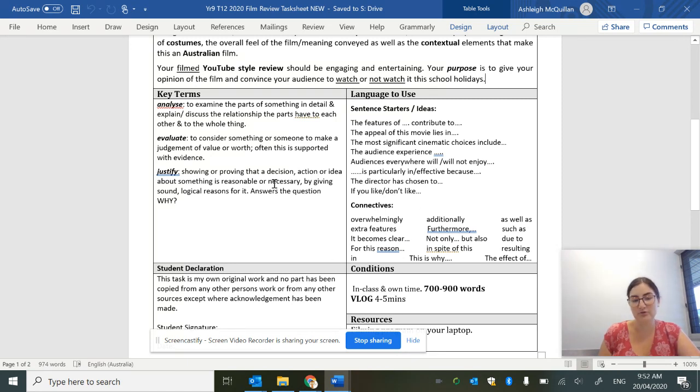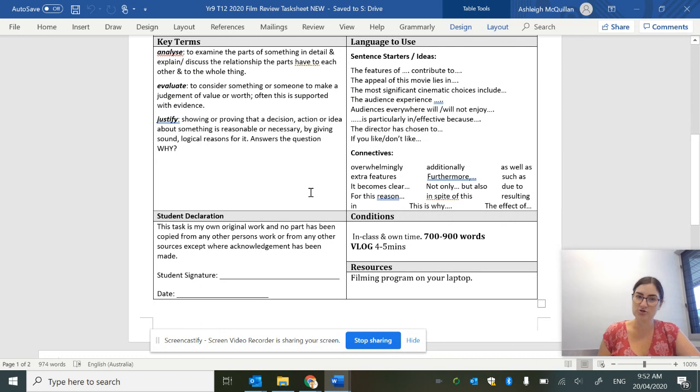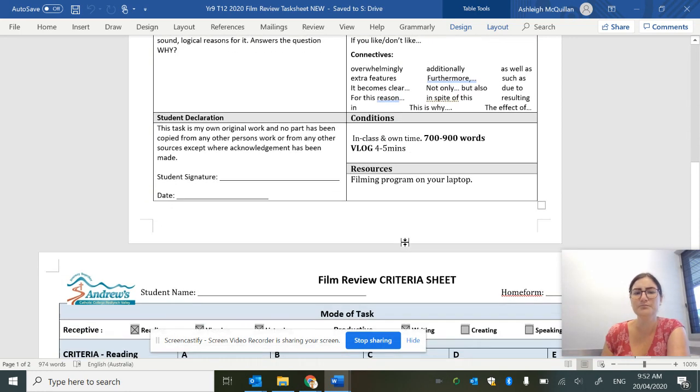I don't mind if you are formal in your language or if you're a little bit informal, but just keep your tone the same throughout. So don't go using slang terms and then suddenly start using words like "the most significant choices the director has used is", and this, you know, that kind of language. Make sure that you're consistent throughout.